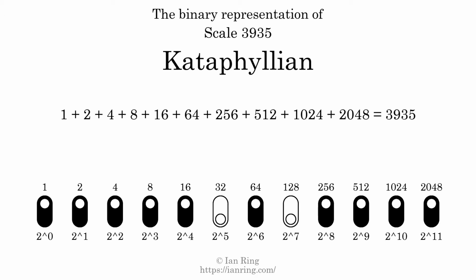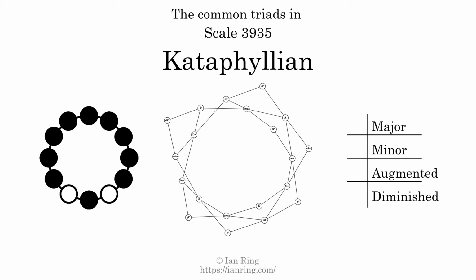3935. The scale number not only enumerates the scale with a unique index, but it also literally describes the tonal content of the scale. Represented as a binary number in base 2, the scale number is 1-1-1-1-0-1-0-1-1-1-1-1. Here are the common triads present in this scale.